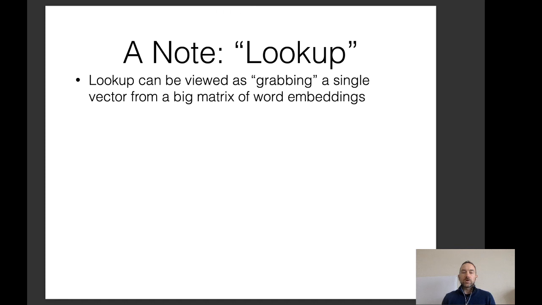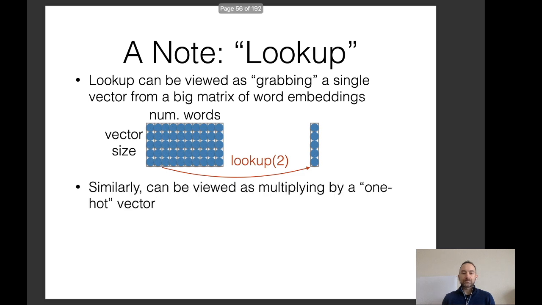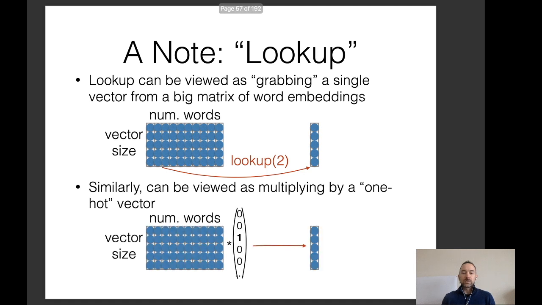So lookup essentially can be viewed as grabbing a single vector from a big matrix of word embeddings. Let's say we have a big matrix where the width of the matrix is the number of words, and the height of the matrix is the size of the vector. So when we call lookup 2, this would be grabbing the second vector, or if it's 0 indexed, the third vector, from this big matrix. Another way we can look at this is as multiplying by a one-hot vector. In other words, we multiply by a vector of 0, 0, 1, 0, 0, and get the vector for the third column in this matrix.